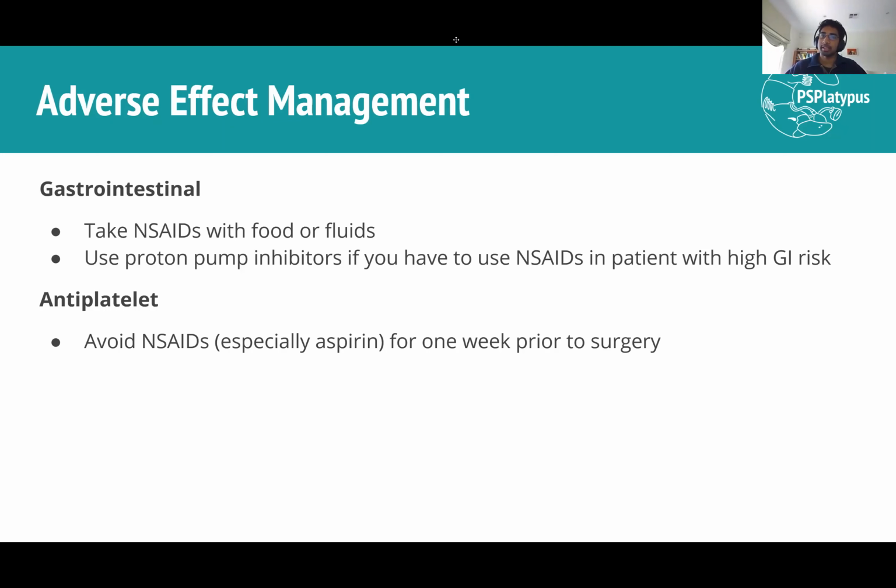In terms of the antiplatelet effects, so blood thinning effects, the most important thing here, assuming that your patient is not planning to slash themselves up at home, is that if you have surgery where they will get cut up and they will bleed, we want to avoid NSAIDs for a while, because by doing so, we can make sure that the blood isn't overly thin and won't overly bleed during the surgery.